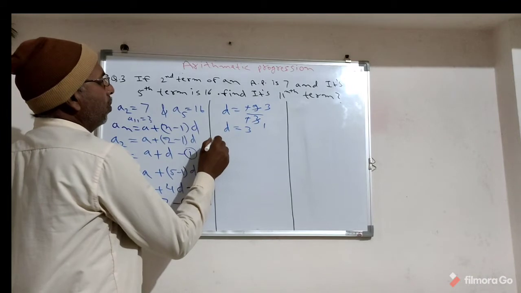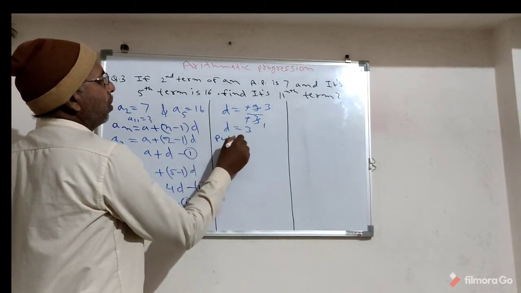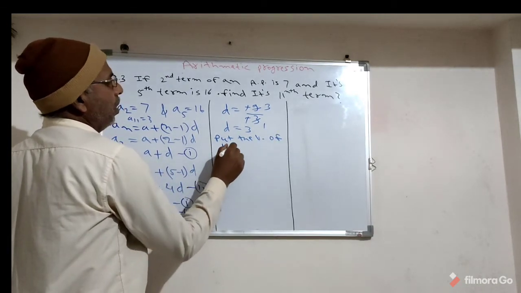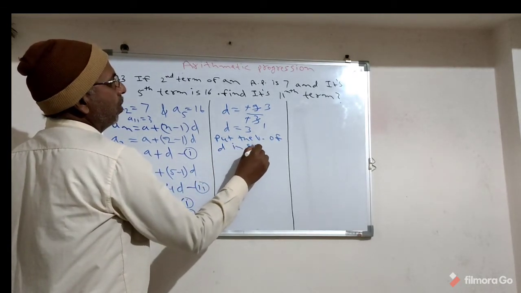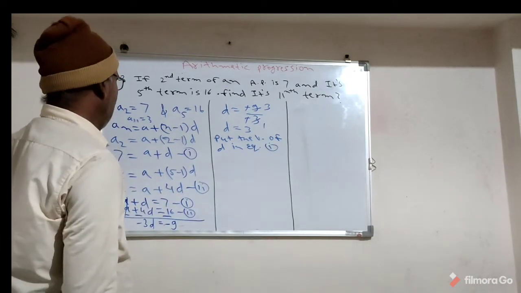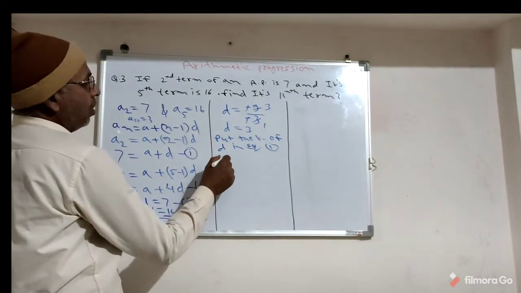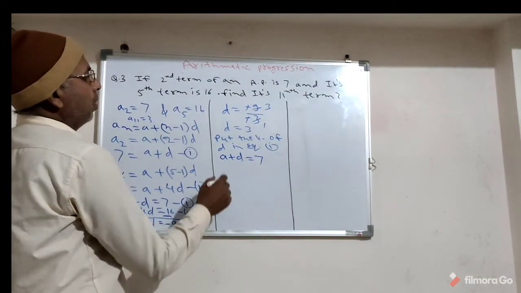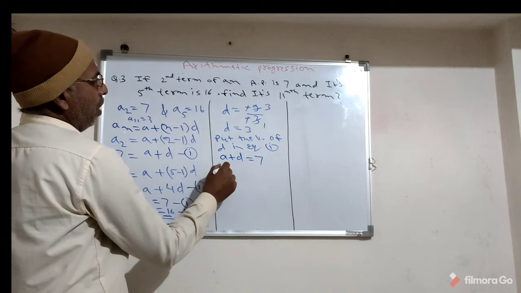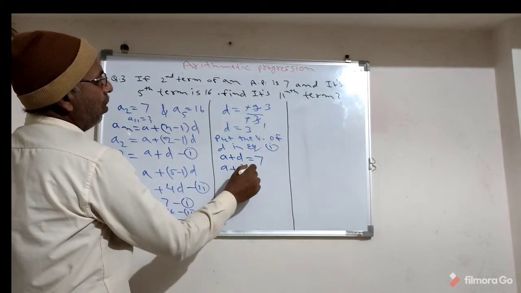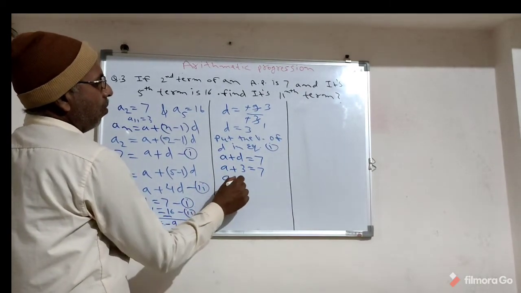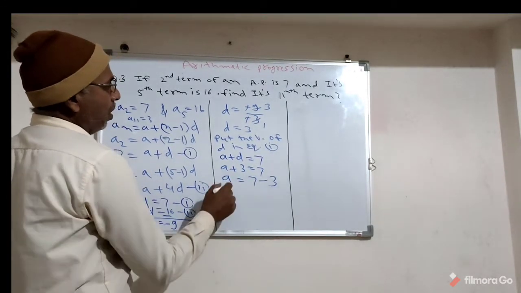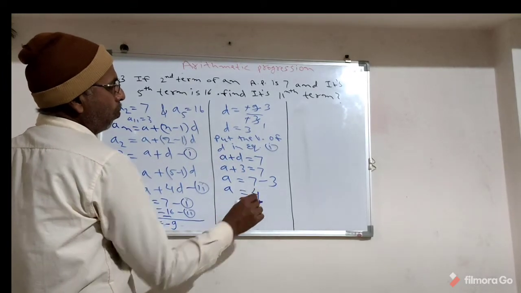Now put the value of D in equation first. We rewrite equation first: A plus D equal to 7. Now put the value of D: A plus 3 equal to 7. Then A equals 7 minus 3. Then A equals 4.